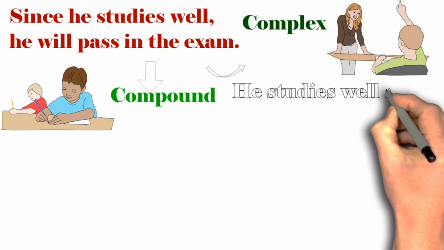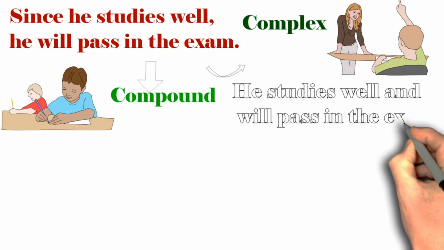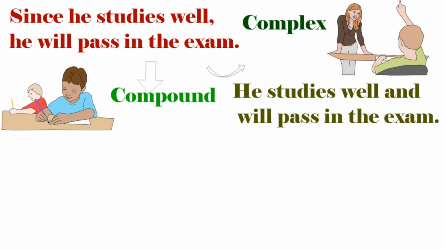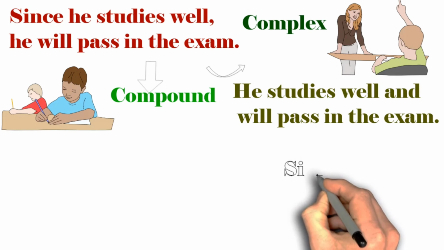So this is a compound sentence because in this sentence you see two principal clauses are there and two principal clauses are added by and, which is a coordinating conjunction. Okay, and now the question, how to make it a simple sentence?